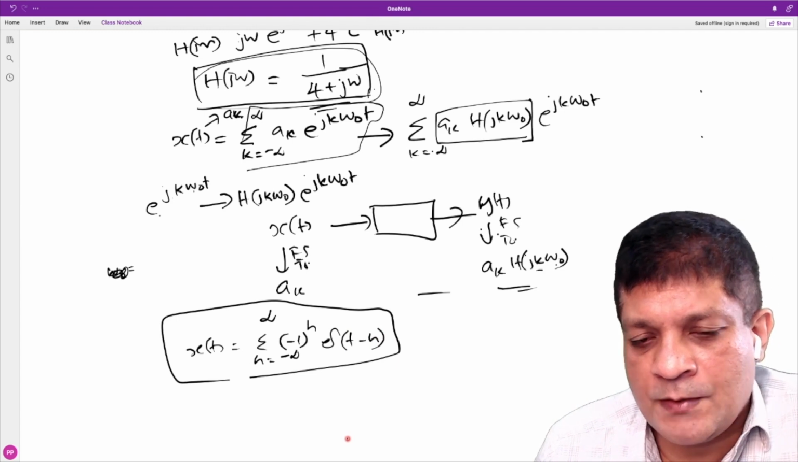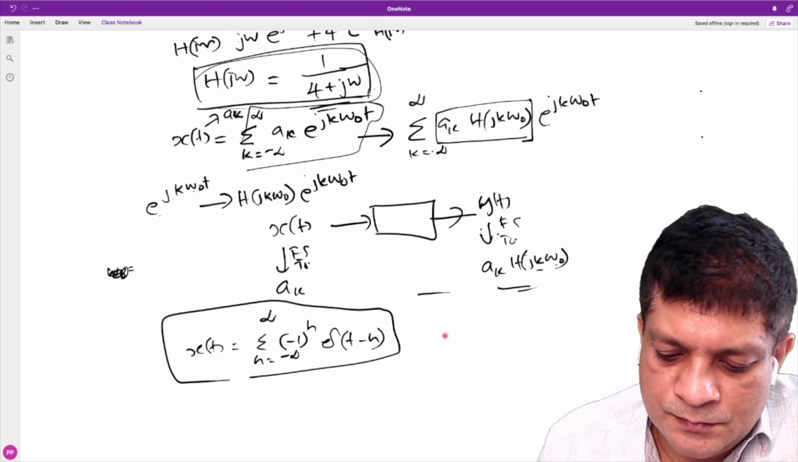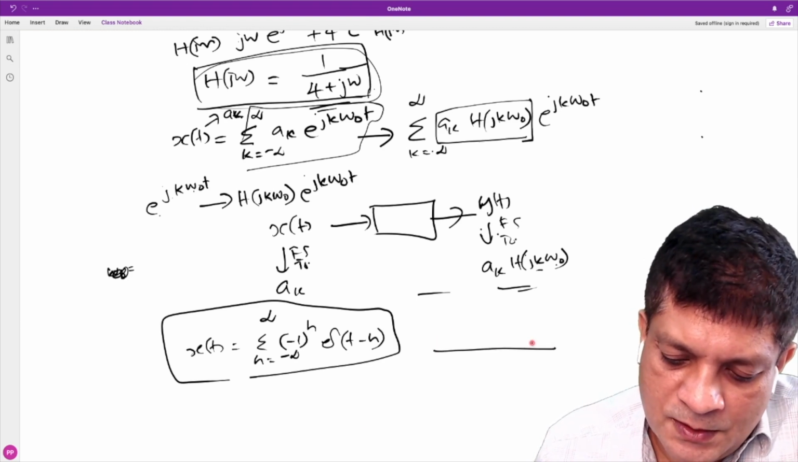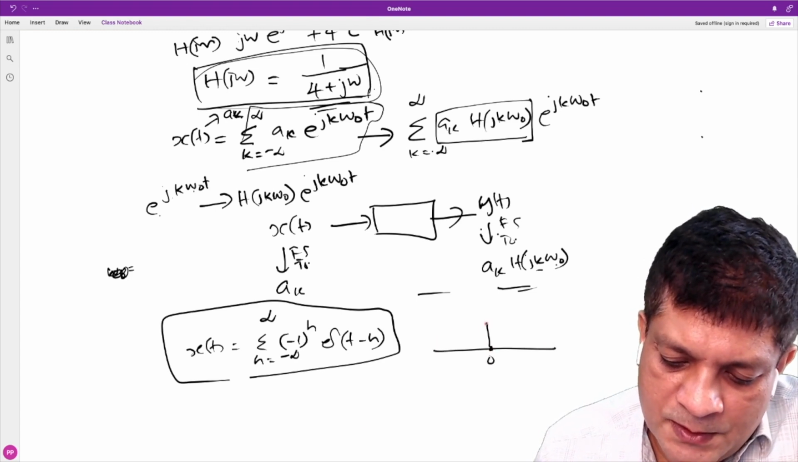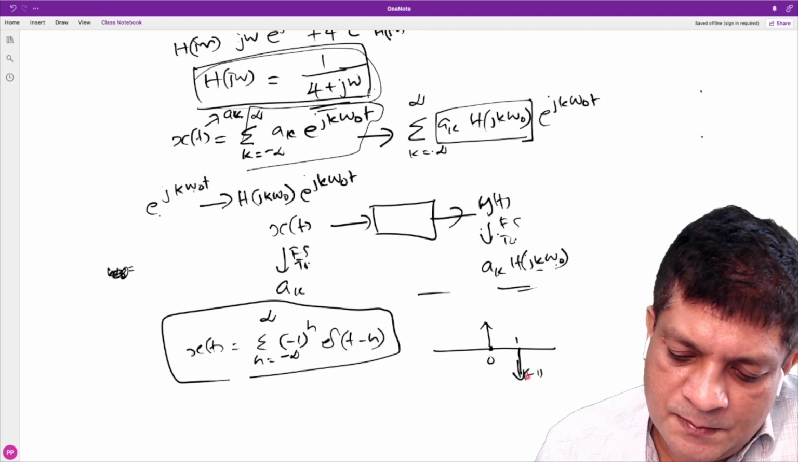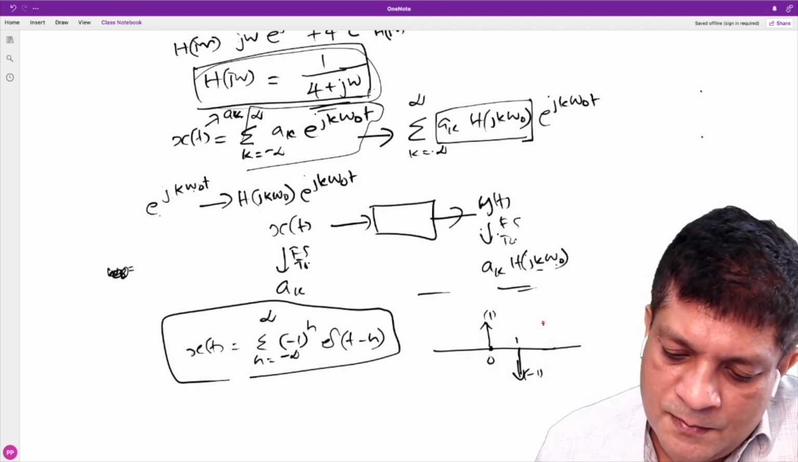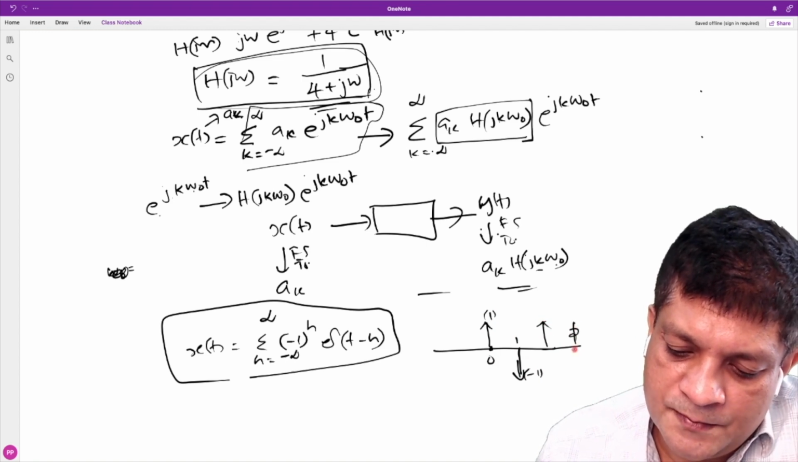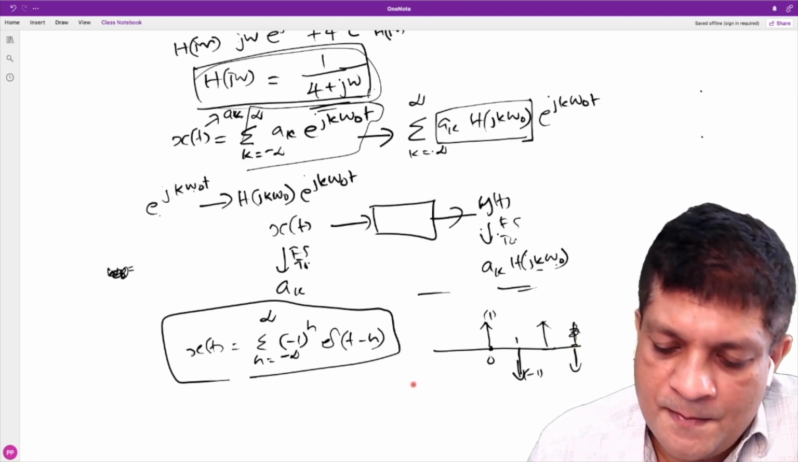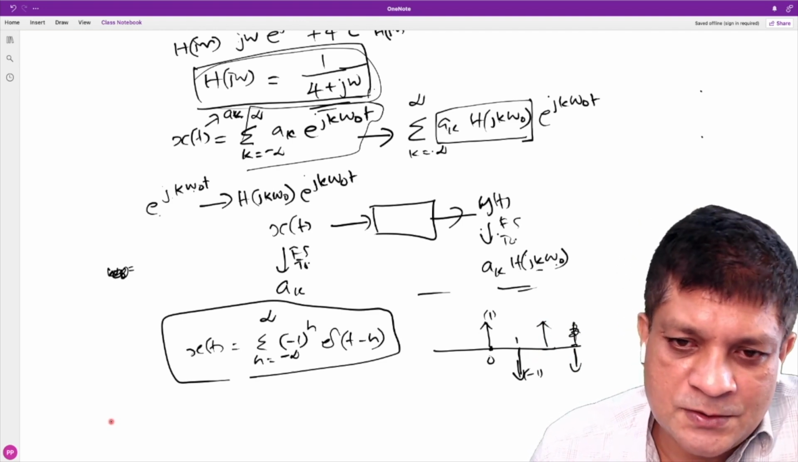Yes, sir. What is the fundamental period? The 2. Is it this signal? At 0, you have an impulse of strength 1, and at 1, you have an impulse of strength minus 1, and then this is the signal. Okay. Find the Fourier series coefficients. What are the Fourier series coefficients?